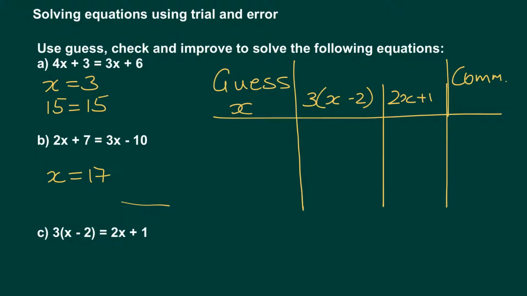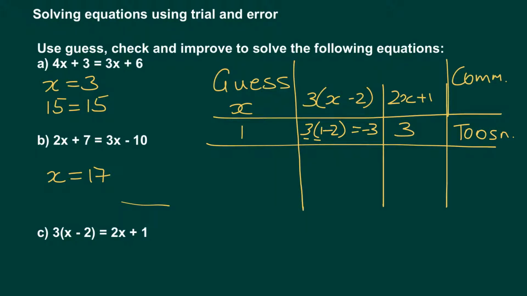Alrighty guys, I'm hoping you've had the chance to have a go at this question yourself. So let's have a go at it. Again, let's have a go at 1 as the very first guess. So 1 here will give me 3 brackets 1 minus 2. 1 minus 2 is simply negative 1, and 3 times negative 1 is negative 3. So remember guys, when a bracket and a number are written next to each other in algebra, it is simply multiplication. And then we have 2 times 1 plus 1, which gives me 3. So we can straight away say that the value for 3(x minus 2) is simply too small.